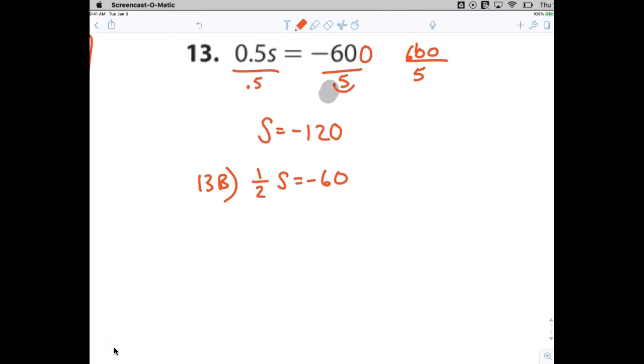So instead of doing that, how do I undo a fraction? Multiply by the reciprocal. What's the reciprocal of 1/2? 2, right? So if I multiply both sides by 2, multiply both sides by 2, S equals negative 120. Now I don't have to do any of the division. Does everybody see that? Right, that's why I like fractions better. Yes, I'm listening.